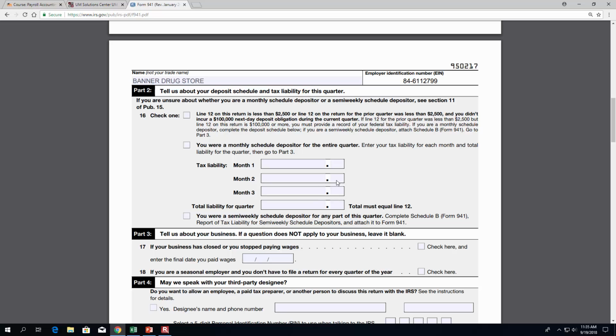Now it's asking, am I a semi-weekly or a monthly depositor? And what are you just guessing? What would you think they are? Probably monthly. It's not that big of a payroll. If you've got 13 checks in a quarter, you're going to have a couple months with 4 paychecks and 1 month with 5 paychecks. So choose which of those 2 boxes are accurate for number 16, and then we'll talk about what to do next.